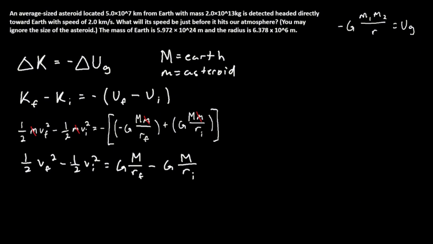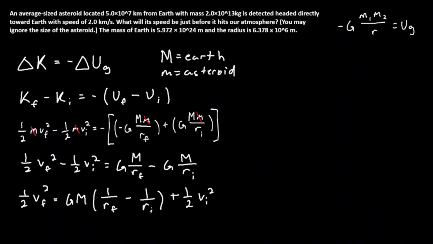Well, let's move all the terms on one side. So we can write down 1/2. Let's move all the terms without v of f on one side. 1/2 g m. Can we do that? Gm. We can factor out Gm, 1 over 1 minus r of f minus 1 r of I, plus 1/2 v squared, vi squared, more specifically.